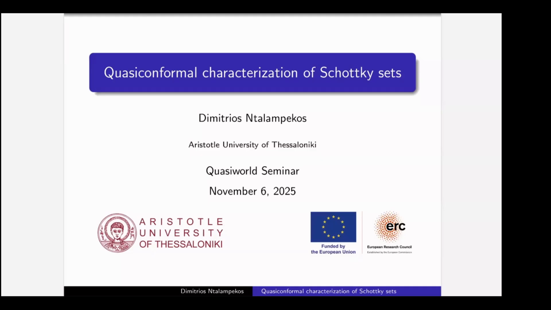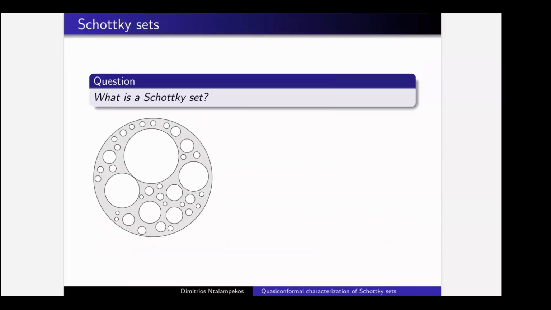So yes, I will talk about the characterization of Schottky sets. First, let me give the basic definitions. What is a Schottky set? We see one in the picture. So a Schottky set is the complement in the sphere of a finite or countable collection of disks.